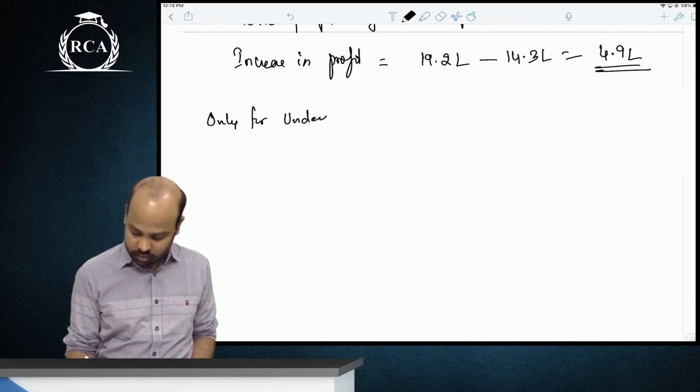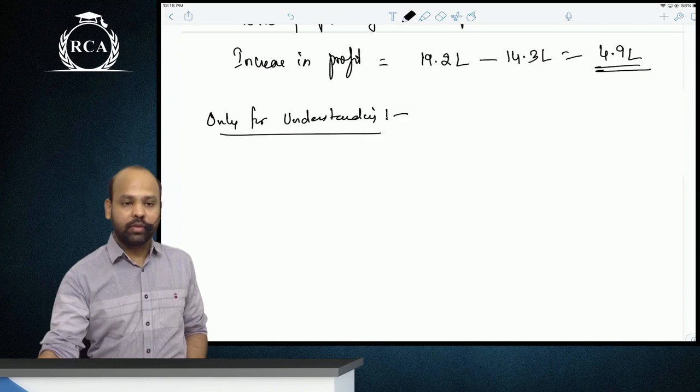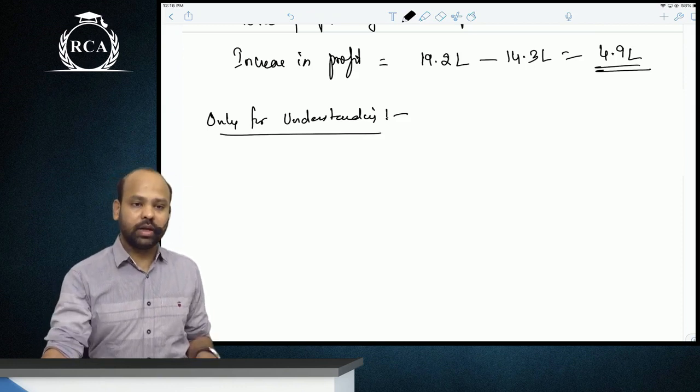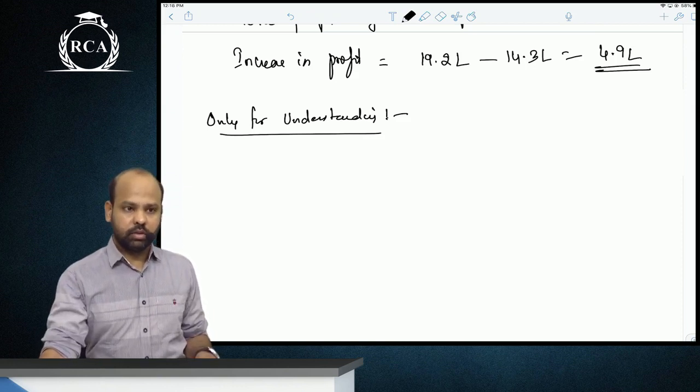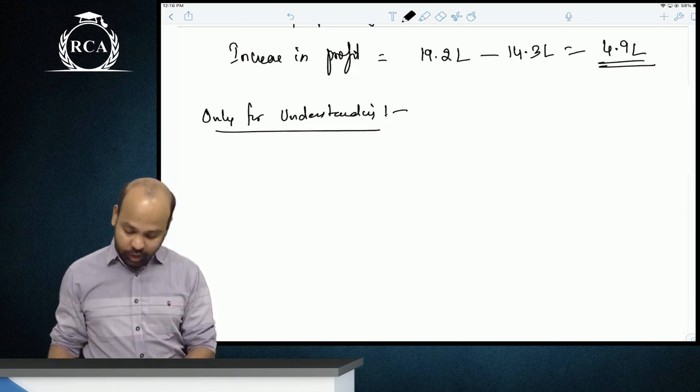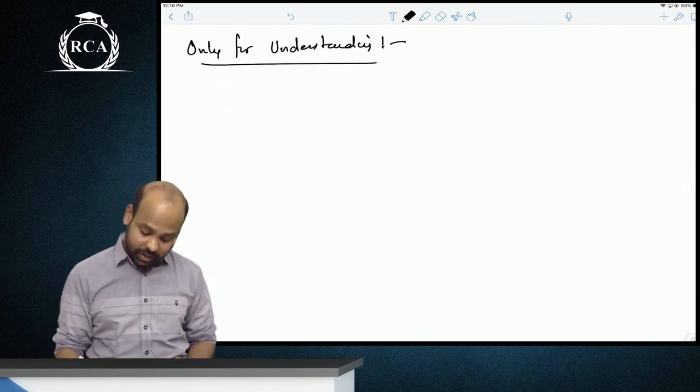क्या है सर ये? Only for understanding guys. 1 second बेटा. Yes guys. हाँ बेटा. Only for understanding purpose guys, please understand.